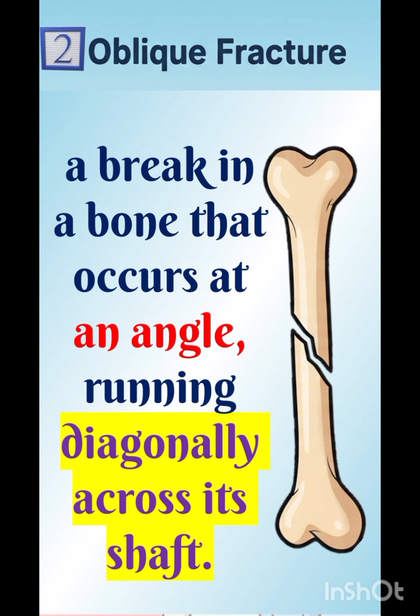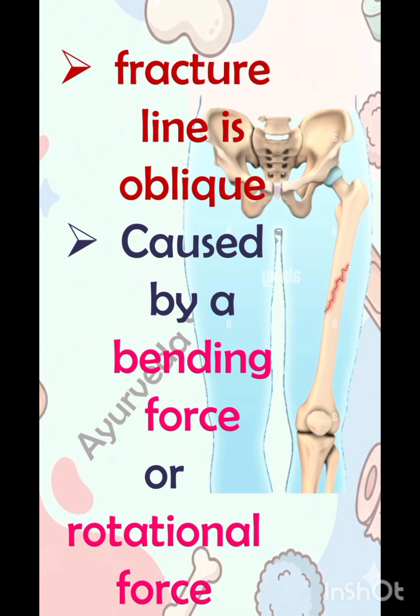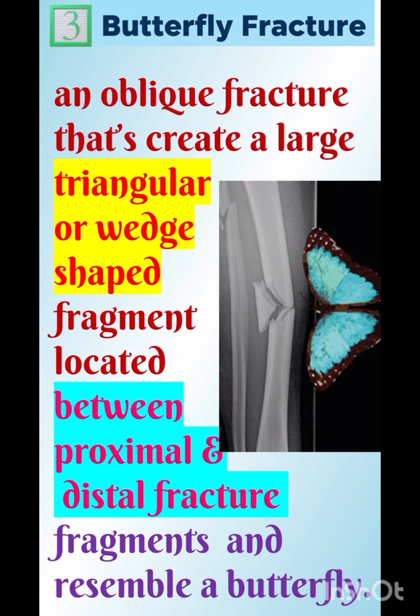The next is oblique fracture, a break in a bone that occurs at an angle, running diagonally across the shaft. So in the image we can see this is at an angle and this is diagonal and across the shaft of the bone. In oblique fracture, we can see the fracture line is oblique and it is caused by bending or rotational force.